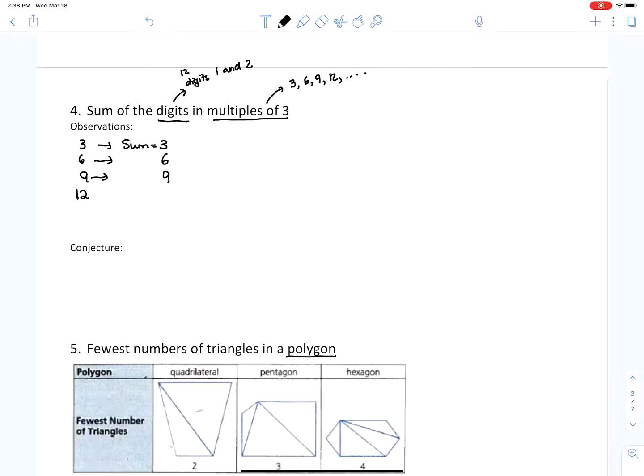If I look at this 12, that has 2 digits, so the sum would be 1 plus 2, which is 3. If I look at 15, the sum would be 1 plus 5, which is 6. What do we notice about all these numbers? Now here I have both odd numbers and even numbers, so I can't use that the result is odd or even, but I do notice that all of these numbers can be divided by 3, so we say all numbers are divisible by 3.